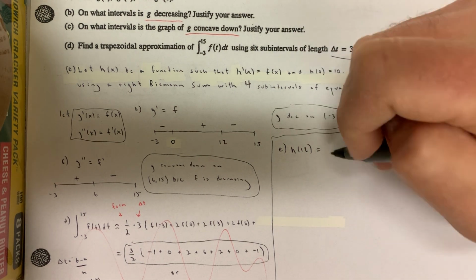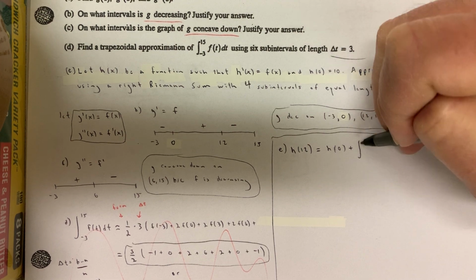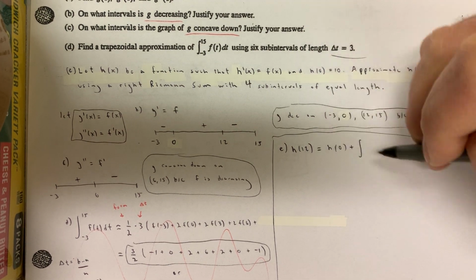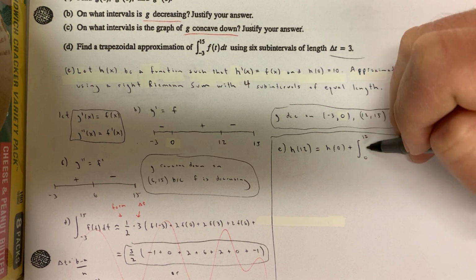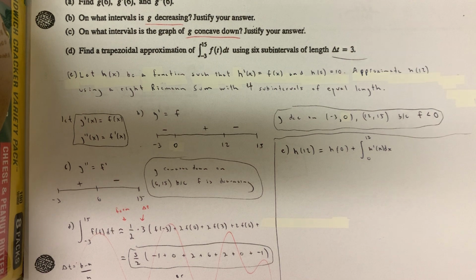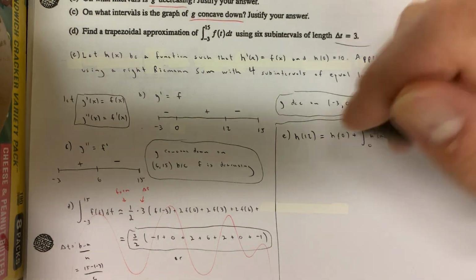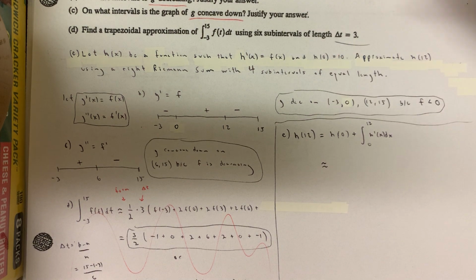You know, h of 12 would be equal to, this is the fundamental theorem, h of 0 plus, what was the change in h from x equals 0 to x equals 12? And to get the change in h, you integrate the rate at which h changes, okay? And we've done this plenty of times, but now they want you to approximate this. So why are we approximating it?